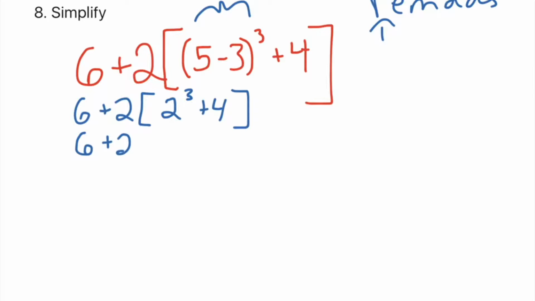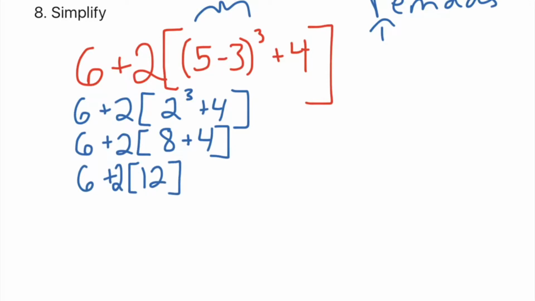So we have 6 plus 2. 2 cubed is 8 plus 4. And I still have parentheses, so I still have to finish within these brackets. So 6 plus 2, 8 plus 4 is, oops, I forgot my 2 there. 6 plus 2, and then 8 plus 4 is 12.